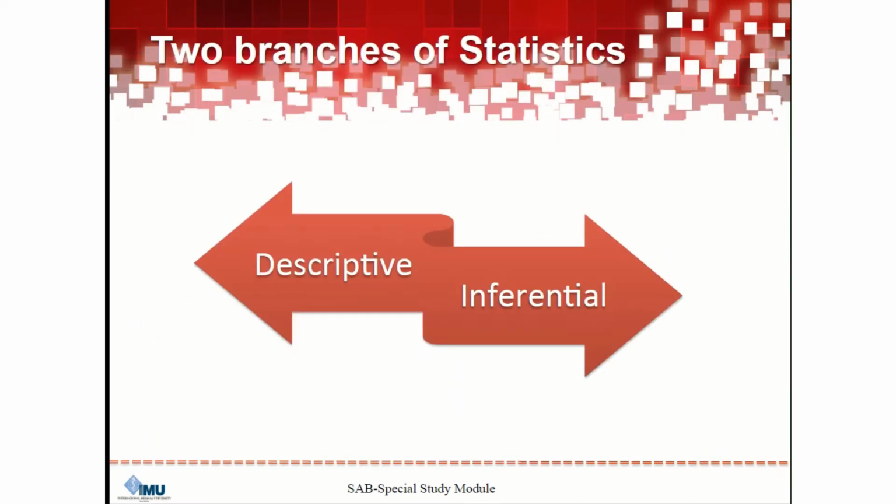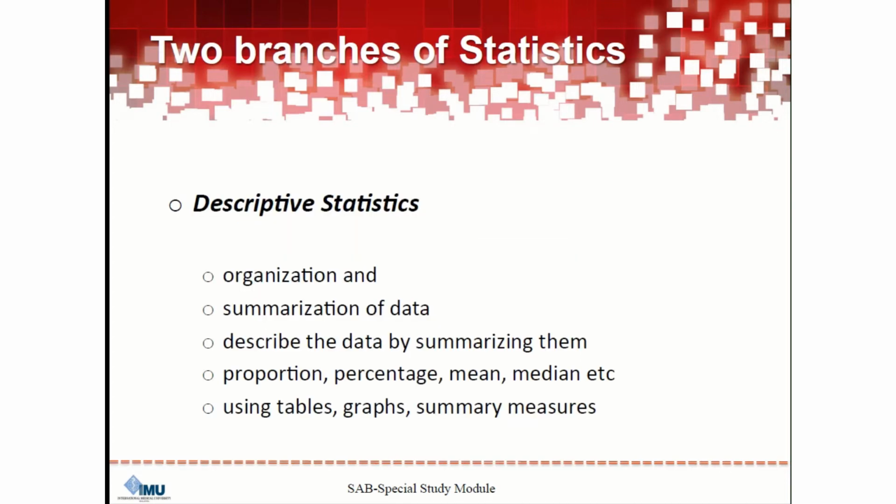Now coming to the two branches of statistics. One is descriptive and one is the inferential. So what is the descriptive statistics? It is the organization and summarization of the data and describing the data by summarizing them. It's just summarizing, right? It is just presenting the data as it is, right? We are not actually analyzing it and making meaning of the data, but we are using the various ways of proportion, percentage, mean or median, and making sense of it before analyzing it.